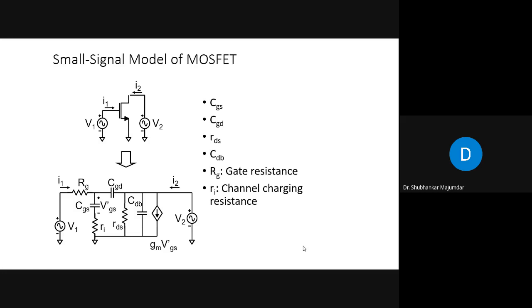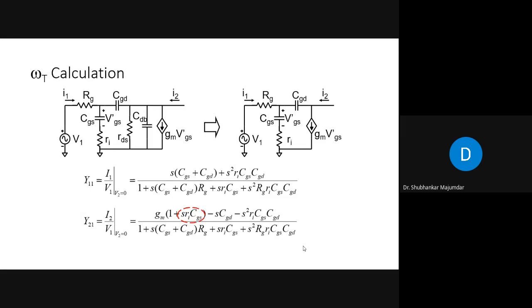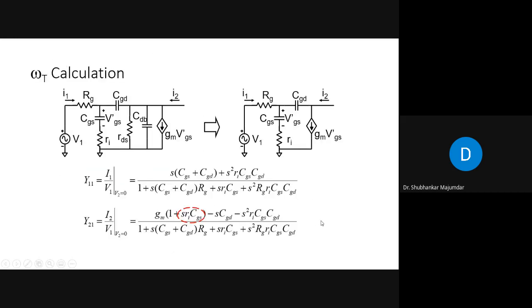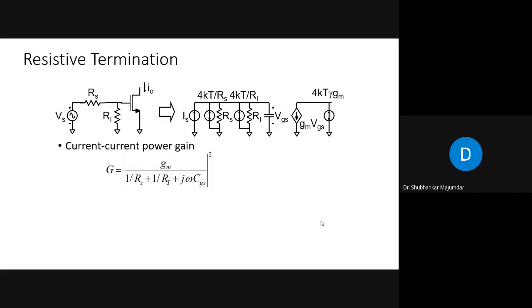These are all things we determine in the small signal model. Now from the calculation perspective, we are calculating omega t, from which we can calculate ft, the transit time, meaning the unity current gain frequency. By calculating omega t, where omega t is equal to 2 pi ft, ft can be calculated.